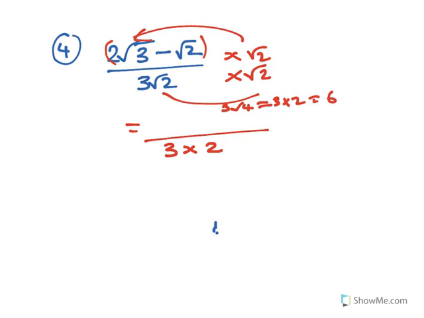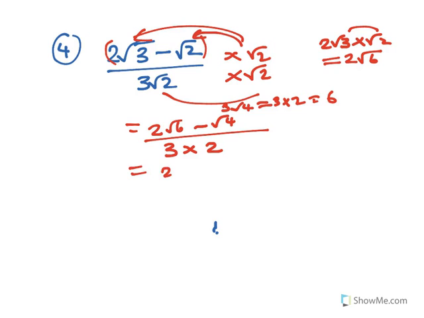The top here is 2 root 3 times root 2. Surd times surd, so it's 2 root 6. And root 2 times root 2 is root 4, which is 2. So 2 root 6 minus 2 over 6.